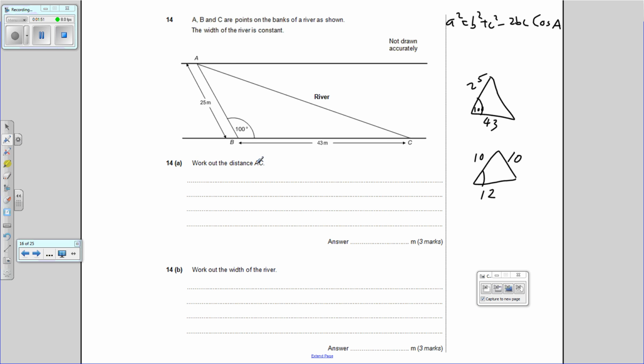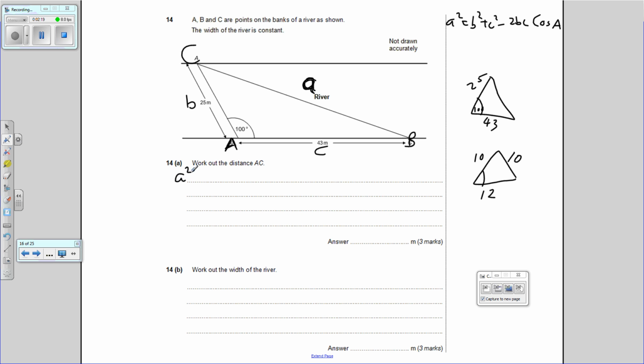So if we're finding the distance AC, we need to make sure that side is called little a, which means this angle is big A. It doesn't actually matter where B and C are. We'll call this B and C. That means that would be big B and that would be big C. It doesn't really matter. It's the A's that are important. So a squared equals b squared plus c squared minus 2bc cos A.